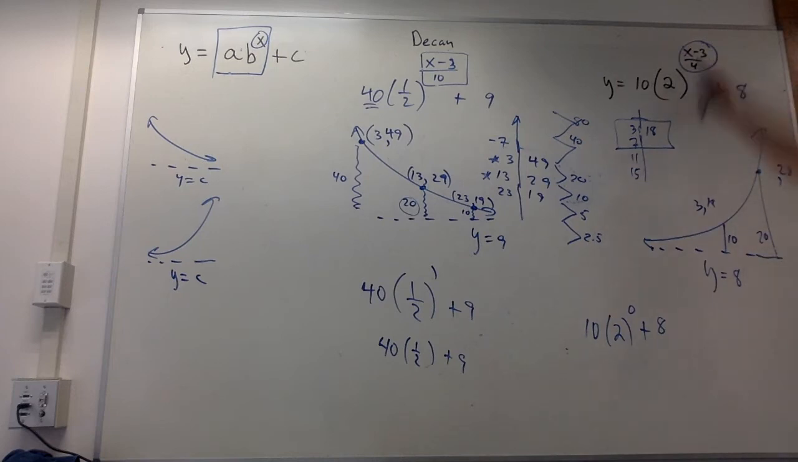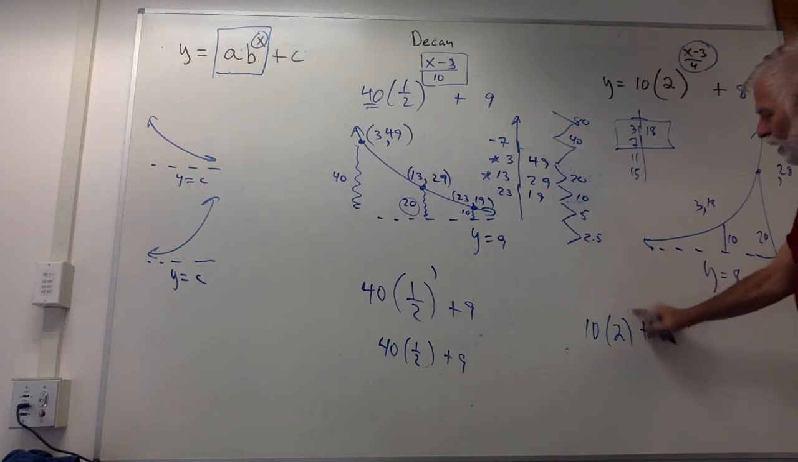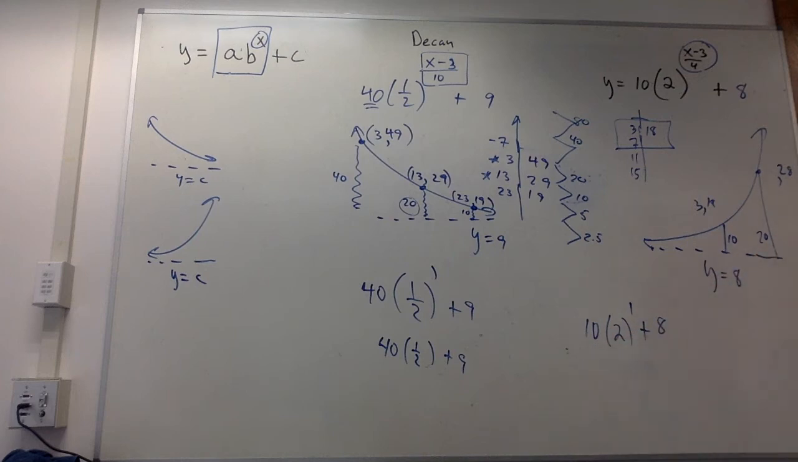Now, when I put in a 7, I get 7 minus 3 is 4. 4 divided by 4 is 1. Oh, yeah, my first jump was 10. My next jump is 20. And that happened over 4 units of elapsed time. And so what's 20 on top of 8? 28. And that happens when x is 7. So that's what I want to see.